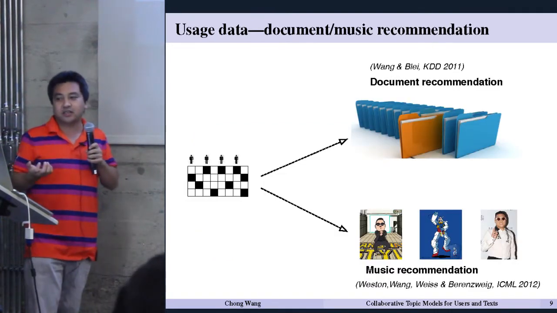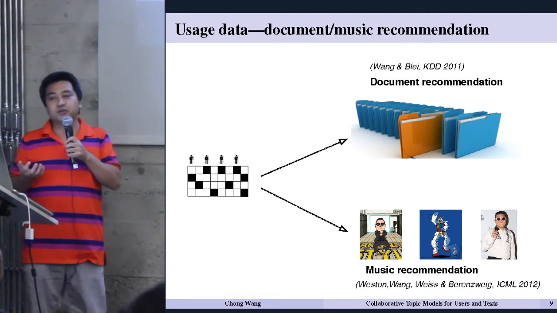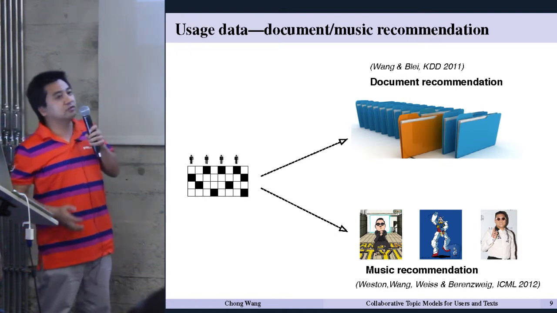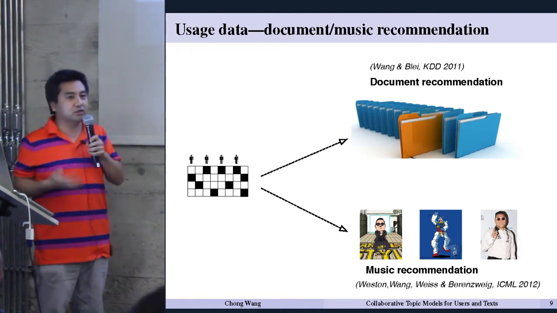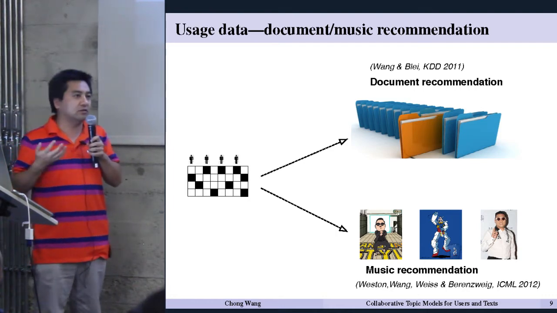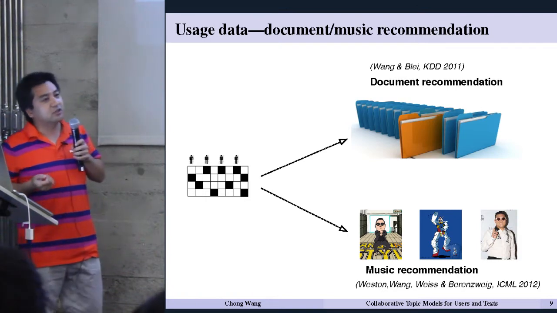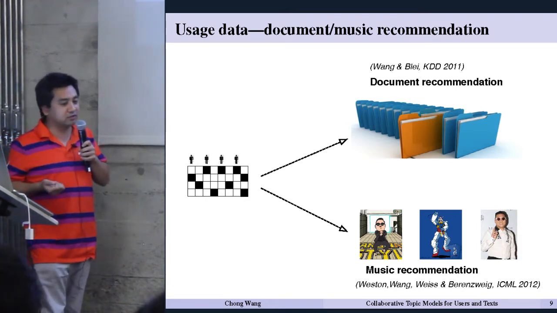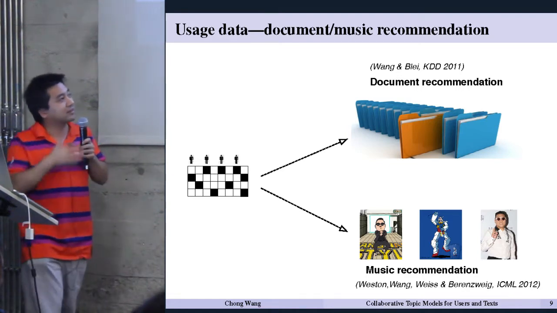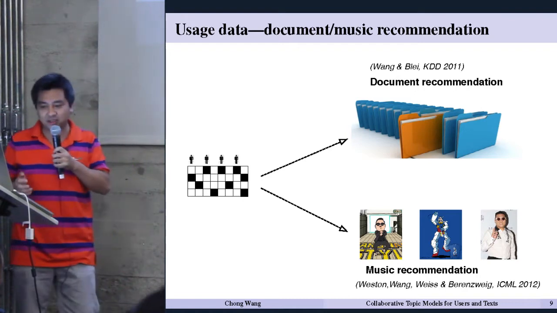Another example is document recommendation. Say you have usage data with users' reading history, so we can do document recommendation for one particular user. Or say you have playlists for some users, you can do music recommendations for that particular user. For example, if you like Gangnam Style, you might like some other songs by the same artist, that type of thing.